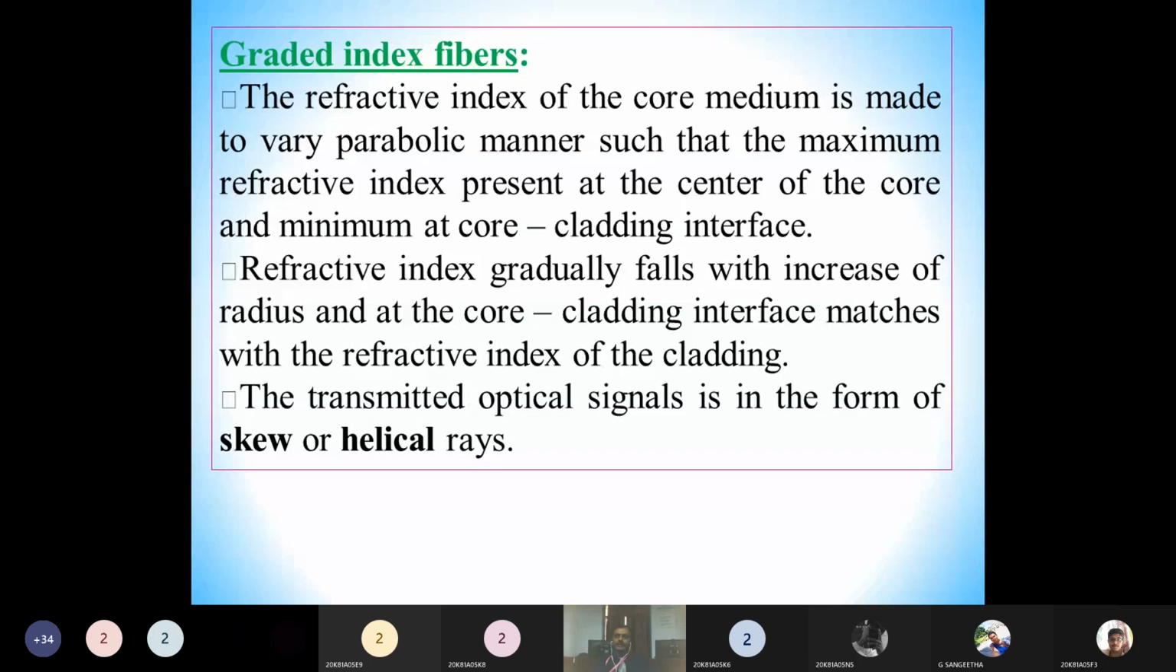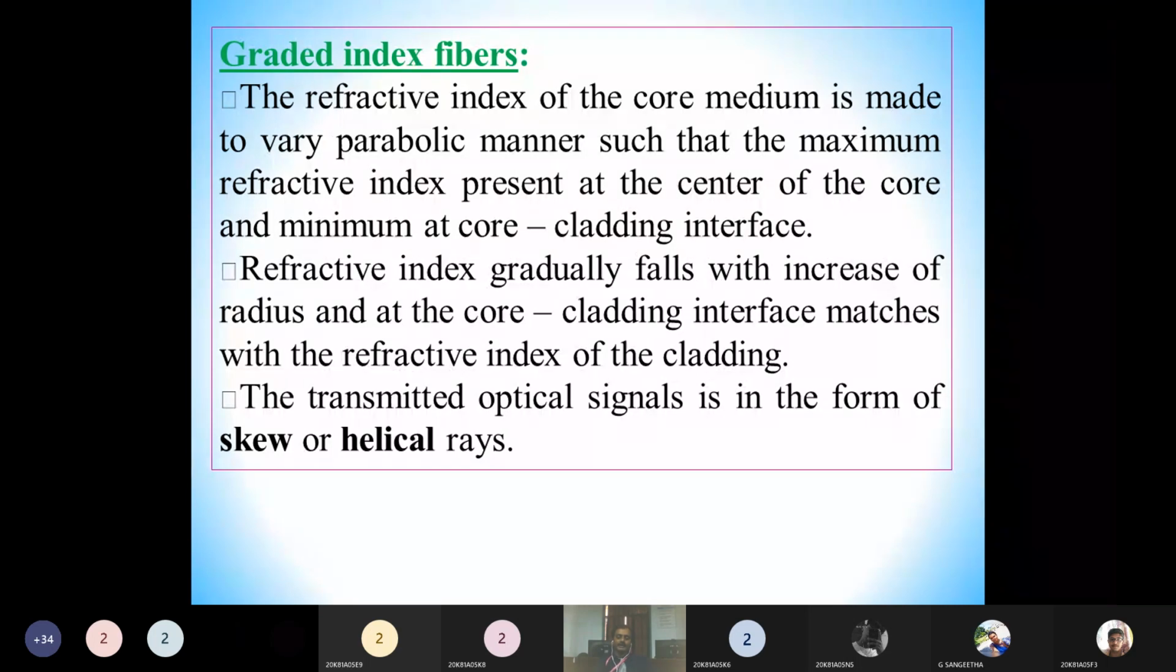Okay, so step index is nothing but, if you take the core and cladding, throughout the core the refractive index is constant, and at the interface of core and cladding the refractive index suddenly changes stepwise. That's why we call it step index.